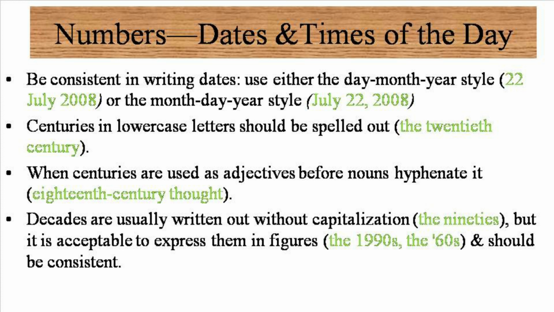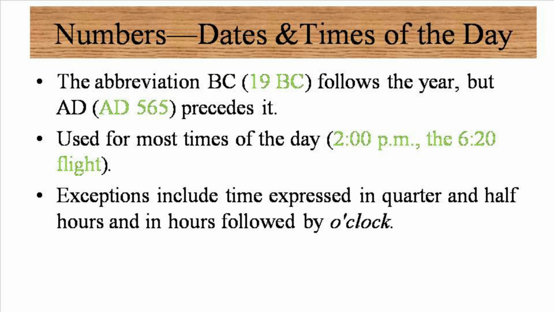Decades are usually written out without capitalization, but it is acceptable to express them in figures and should be consistent. The abbreviation BC follows the year, but AD precedes it. Numbers are used for most times of the day, and some exceptions include when time is expressed in quarter and half hours and in hours followed by o'clock.